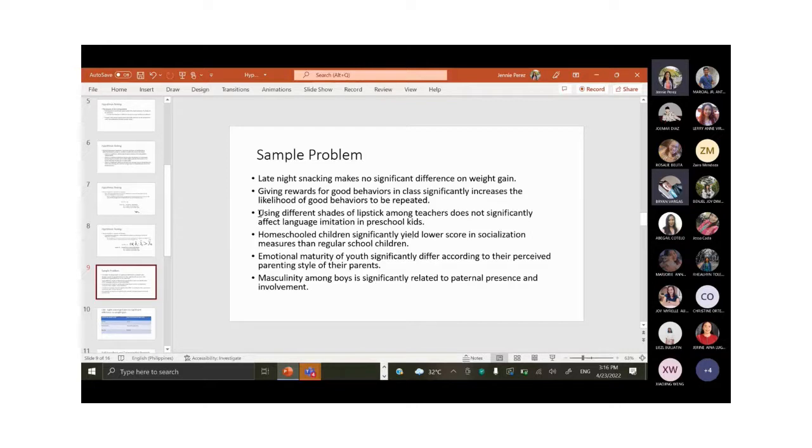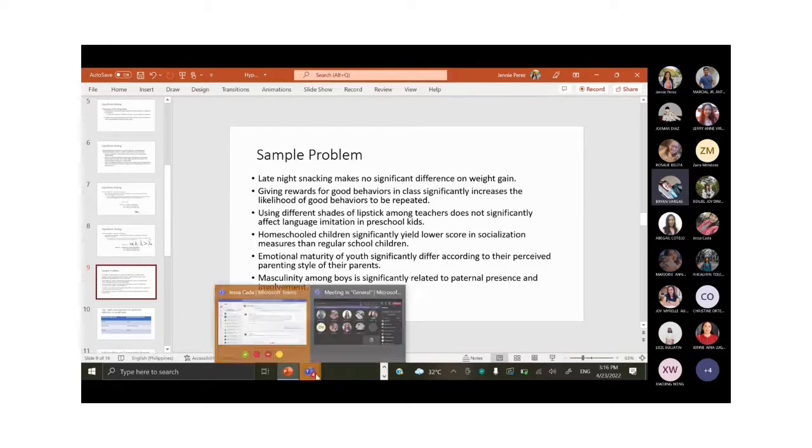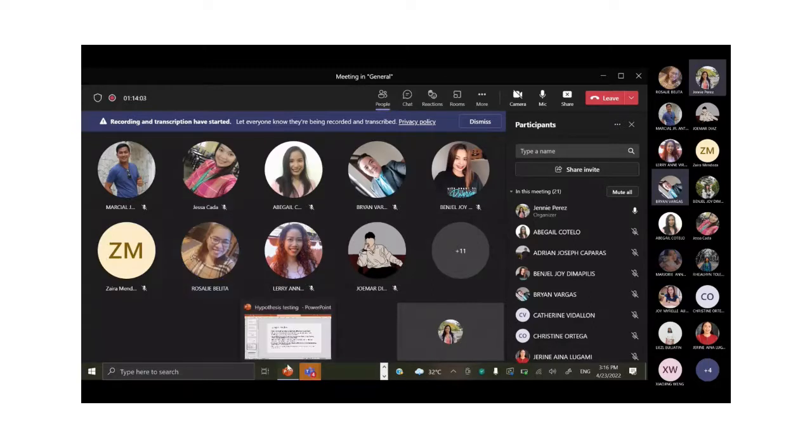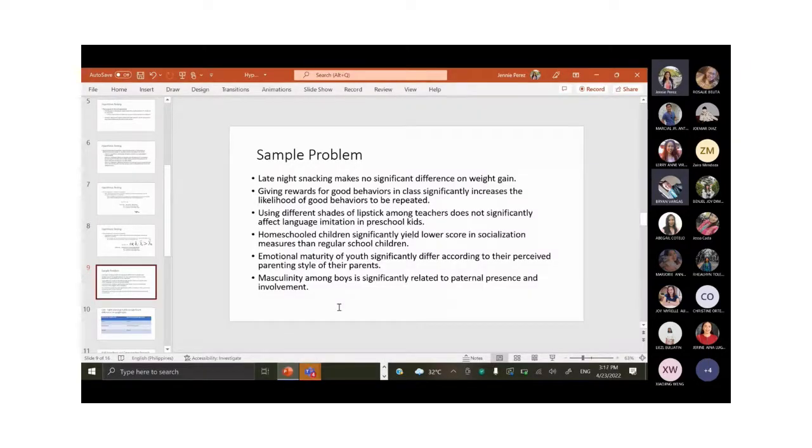Now, what is the independent variable and the dependent variable in this study? Independent, ma'am, shades of lipstick, and then dependent will be the language imitation. Okay, very good. Now, what kind of hypothesis is this? Is this a null hypothesis or an alternative hypothesis? Null, Doc. Null hypothesis.